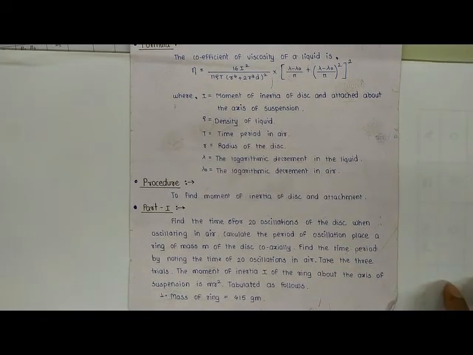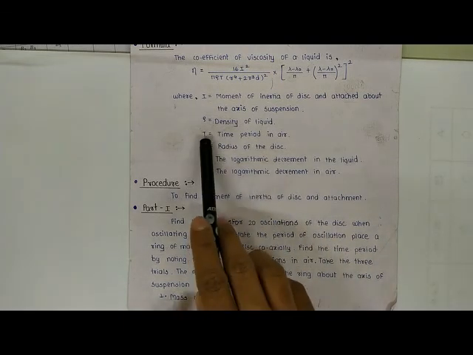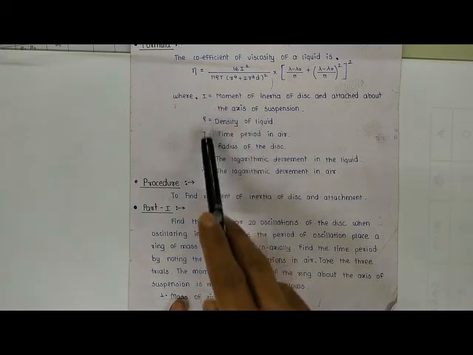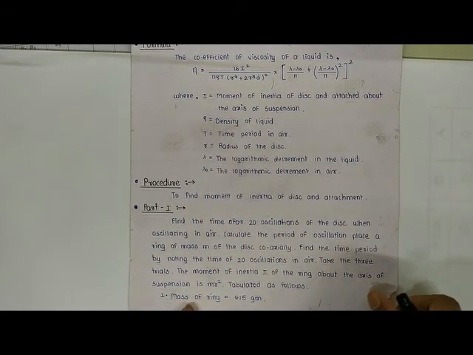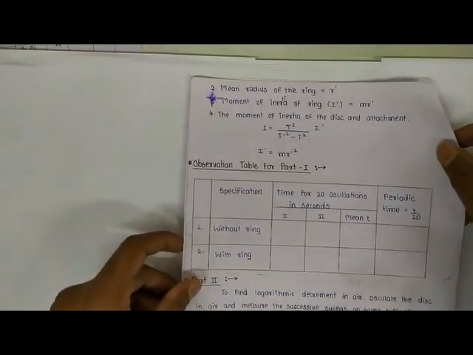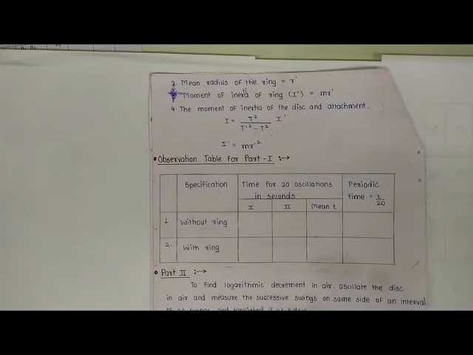Before taking oscillations in the air, we can find the time period T. So the time period T we will find again. Obviously the time period has to be found in the air medium only. There is no concern of the decrement to the time period. So we will find it with the air medium, right? And from the time period only, we will get the moment of inertia I. And how is it? You can see the formula.